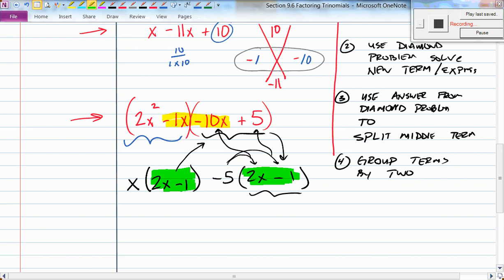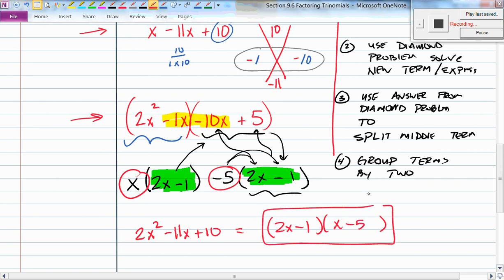Good. Then, if they match, and this is the most important part, the answer to the entire problem is staring at you in the face. Do you guys see it? Okay, maybe not. I'll show it to you right now. So the answer, remember, we started with 2x squared minus 11x plus 5. This is going to factor to the product of two binomials, just like the other one did. One of the answers is 2x minus 1. And the other answer is right here, x minus 5.